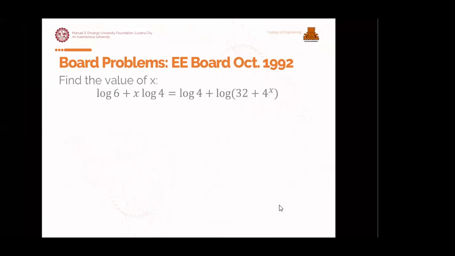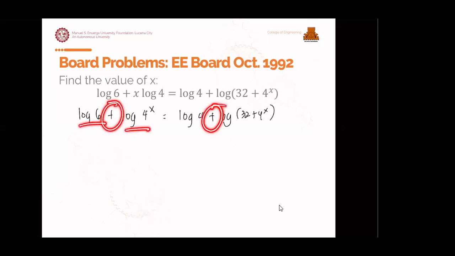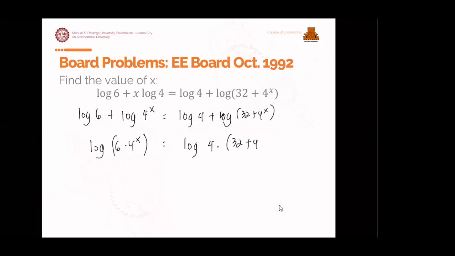So what we need to do is to first apply what we can to each logarithm term. So log 6 plus x log 4, we can make that log 4 raised to x. And then this will be log 4, plus the same for now, no? And then we see that we have an addition. So this means these two logs and these two logs, we can combine. Okay? So this can be log of 6 times 4^x, and this will be log of 4 times 32 plus 4^x.